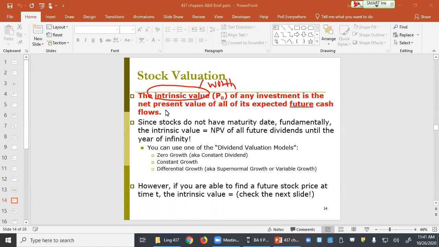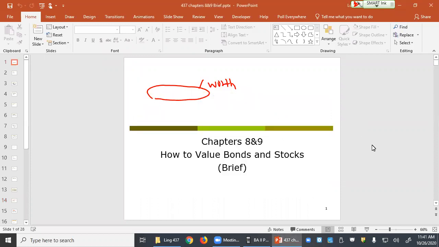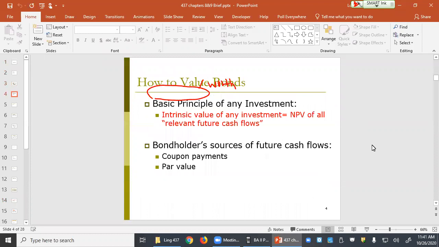Okay, so how do we calculate P0? Mathematically, it's always the same whether you are solving for the intrinsic value of a stock or bond. We always want to find the NPV of all of this investment's expected future cash flows. For example, in chapter 8, when we were solving for the price of a bond, same logic: we start by looking at, if I were to buy this bond right now, what kind of future cash flows would I get?